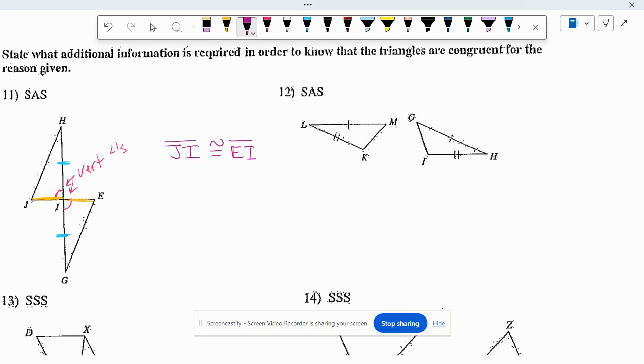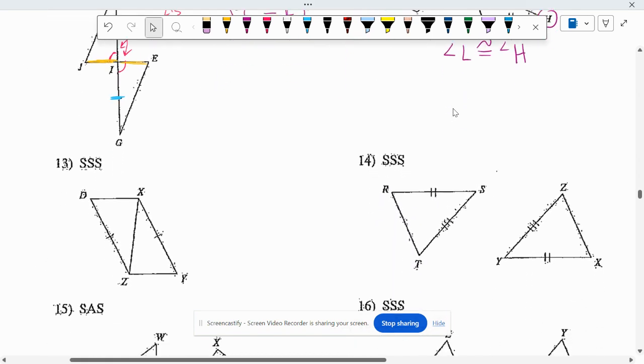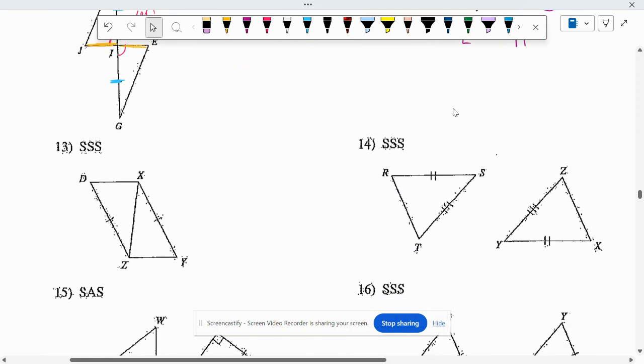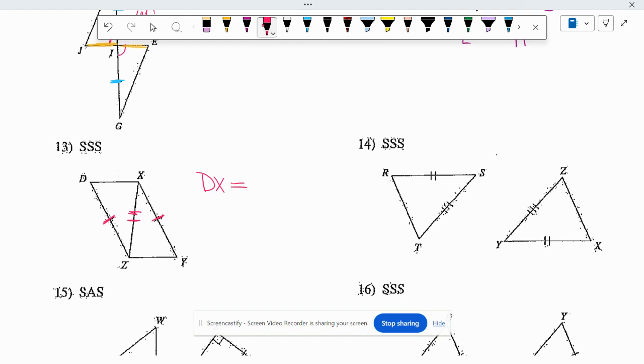What do we need to use side angle side? What's missing? The angle. Which one? Angle L has to be congruent to angle H. Because remember, it's got to be the included angle. It's the one that's in between the two congruent sides. What are we missing for number 13 to use the side postulate? Yeah, we're missing DX and YZ. Segment DX has to be congruent to segment YZ.